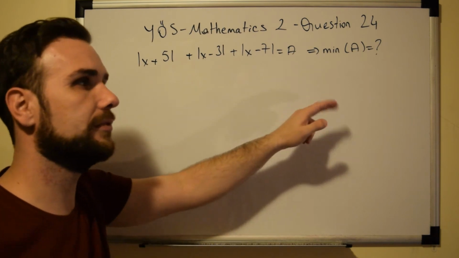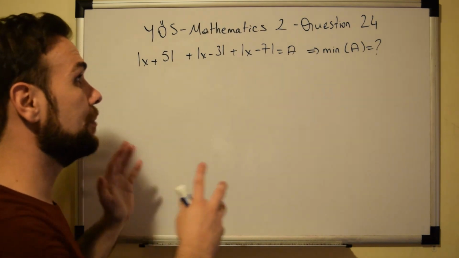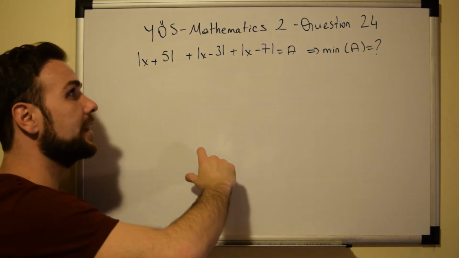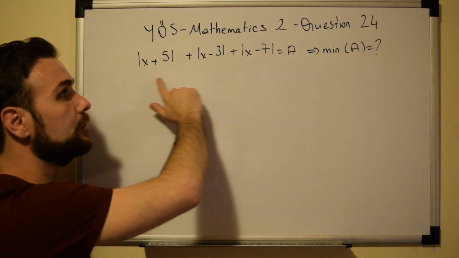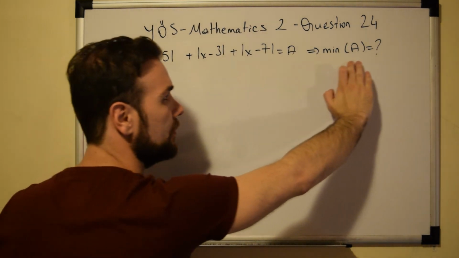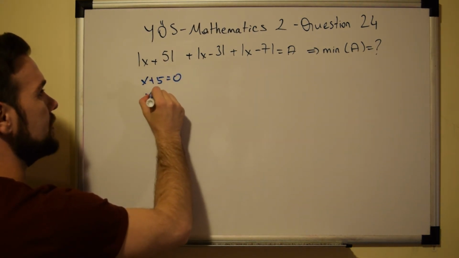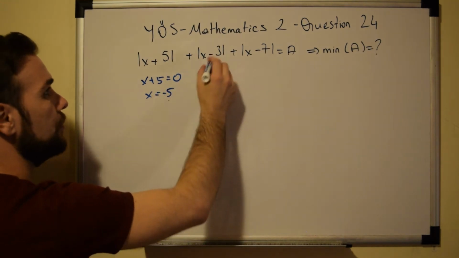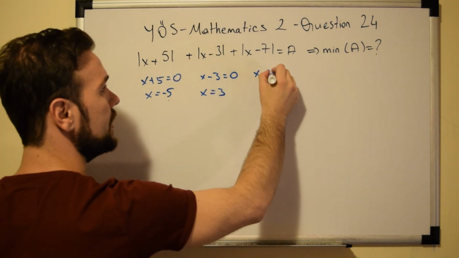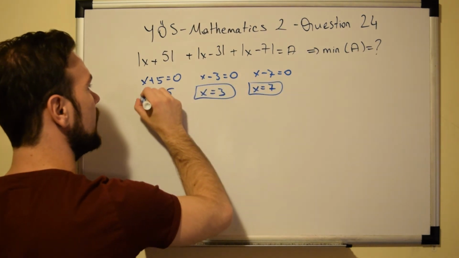So what is the best, the easiest, the shortest process to find the minimum value of A is if we equalize each absolute value to 0. By doing so we will be able to see the 3 possible values of x, and after that we will apply those values to this equation, and which one gives us the lowest value, that's going to be the minimum value of A. So let's do it. We have x plus 5 equal to 0, so x is equal to minus 5. We have x minus 3 which is equal to 0, so x is equal to 3, and we have x minus 7 which is equal to 0, and x is equal to 7. So these are 3 possible values of x.